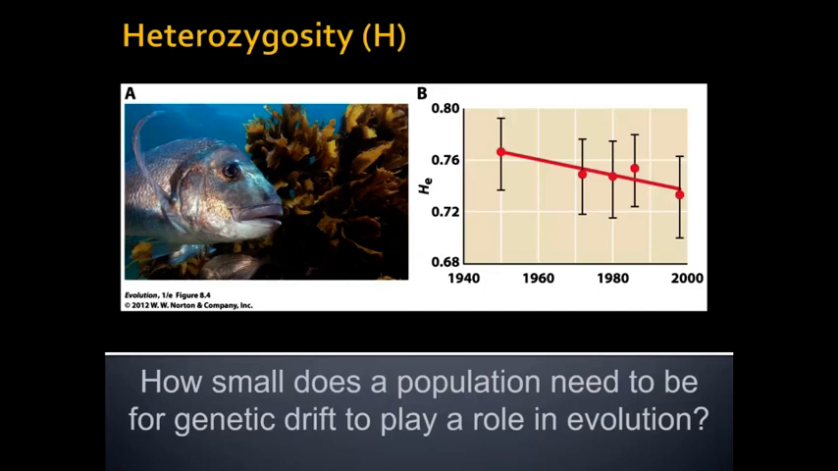Okay? So how small does a population need to be for genetic drift to play a role? Well, technically genetic drift plays a role in all populations, but it's really not until it gets down into the neighborhood of tens of thousands or thousands that we start to see a significant drop. And that may be different for different populations. Some populations naturally go through these boom and bust cycles where we get very small population sizes. Okay? But it plays a role in all populations.